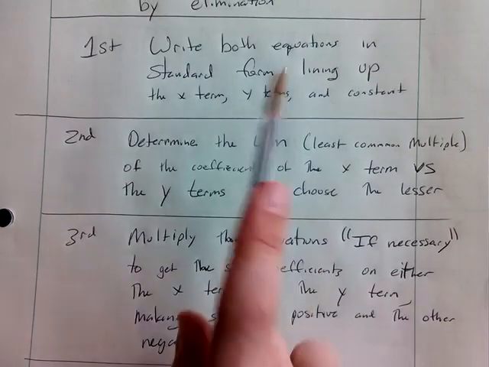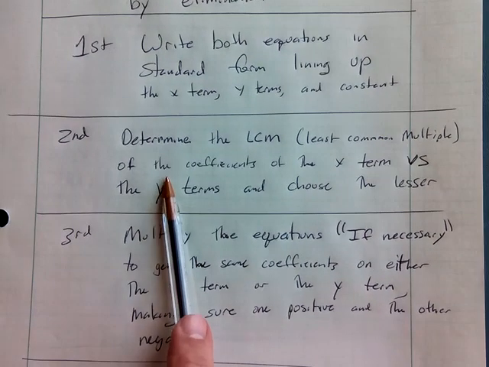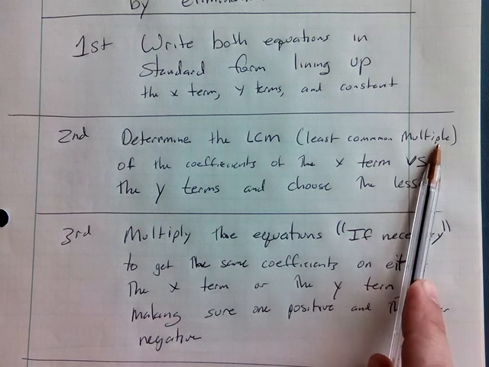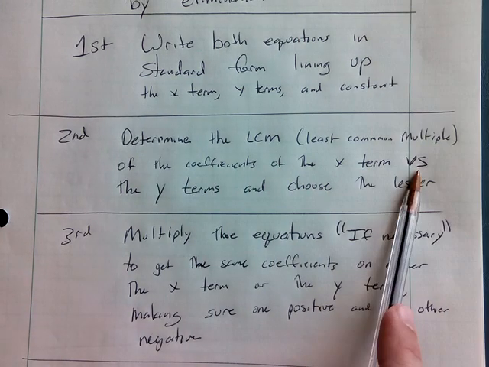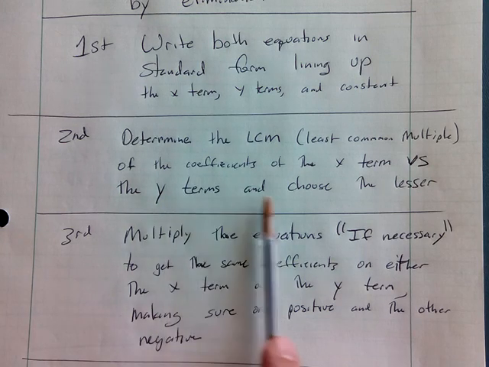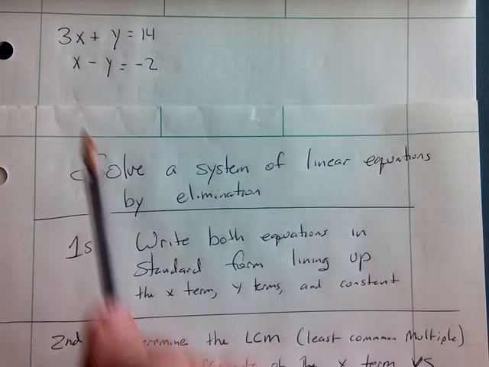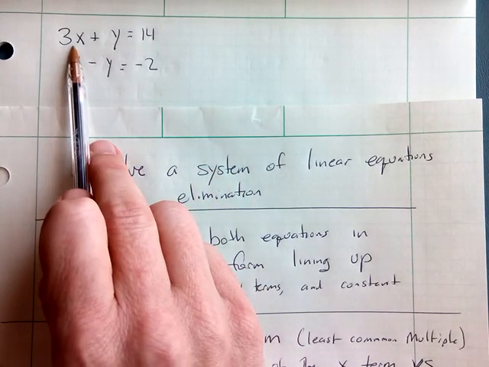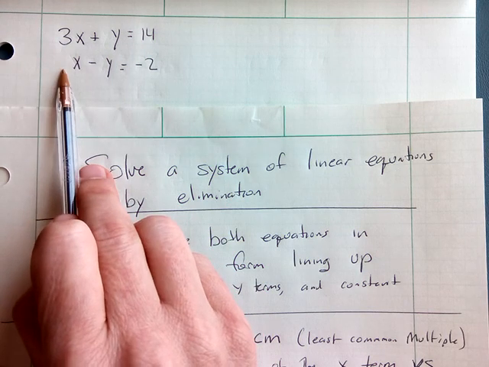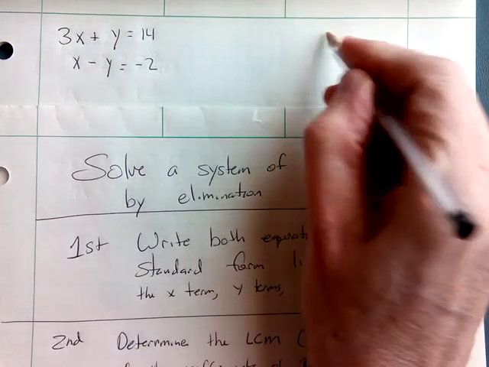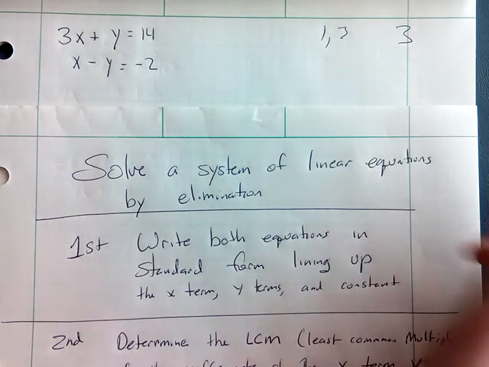Once they're written in standard form, or lined up, the next thing you're going to do is determine the least common multiple of the coefficients of the x terms versus the y terms, and then you're going to choose the lesser. What I mean by that is this. On this one here, the coefficient on this x is 3. The coefficient on this x is 1. What is the least common multiple between 1 and 3? Well, the least common multiple is 3.